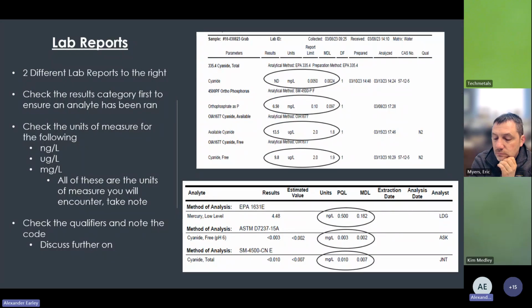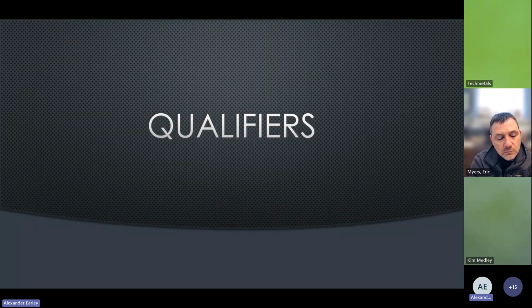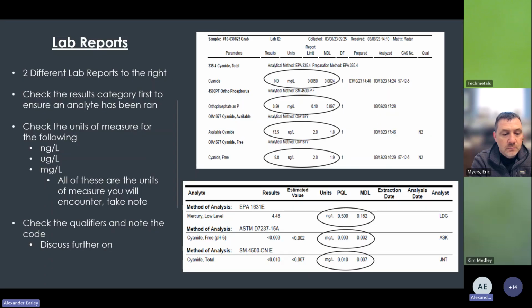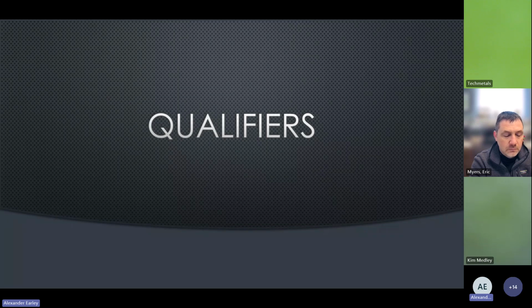So real quick, you notice on the first picture up on the right-hand side that the qualifier says N2. I just want you guys to take note of that. Qualifiers are there because something may have happened during the run. That's why they put a qualifier down. So N2, I'm not sure what that exactly does, but on the next page after this, it'll give a description on that.